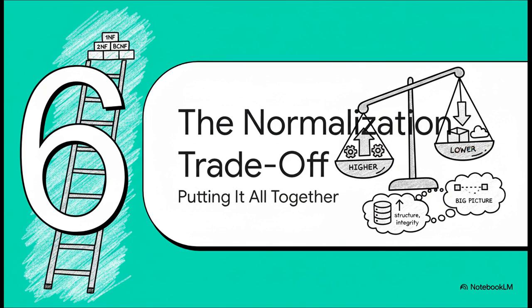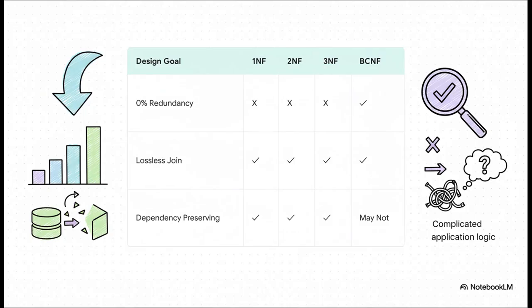But here's the real-world question. Is higher always better? Let's zoom out and put it all together by looking at the trade-offs. This table sums up our whole journey perfectly. As you move from left to right, you can see redundancy dropping until you hit 0 with BCNF. Awesome. All of them guarantee a lossless join, meaning you can split tables apart and put them back together without losing any data. Critically important.